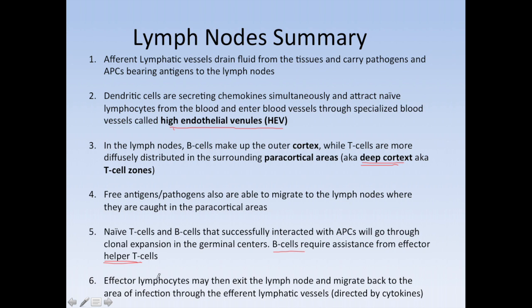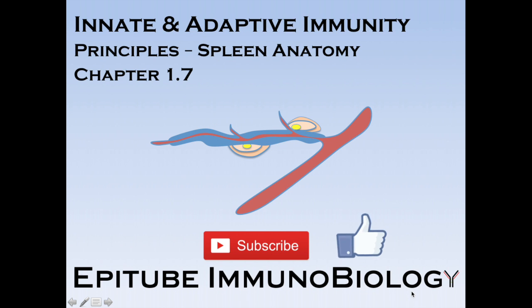And lastly, effector lymphocytes may then exit the lymph node and migrate back to the area of infection through efferent lymphatic vessels, and this is directed by cytokines. Actually, chemokines, okay? Cytokines and chemokines. That's really important because they're the chemokines, because they're the chemoattractants. All right, great. So that's a quick summary of how lymph nodes work.